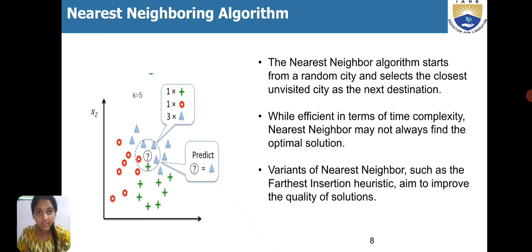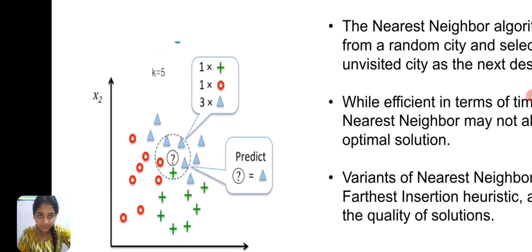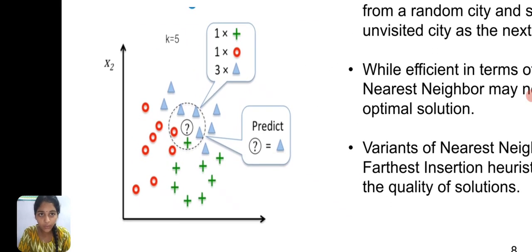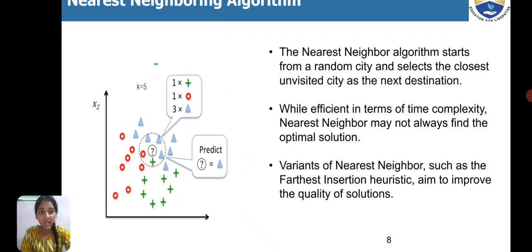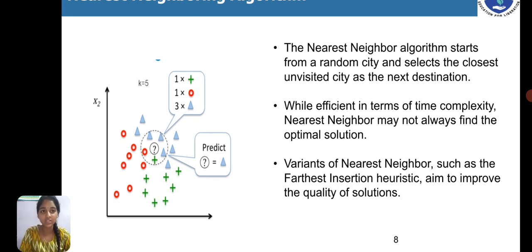Next, the nearest neighbor algorithm. The nearest neighbor algorithm starts from a random city and selects the closest unvisited city as the next destination. So for example, here on the left side, the question mark is a city, and these are the neighboring cities. So if we pick the random city, the question mark, we will select the closest unvisited city. It should not be visited, and it should be near to the random city.